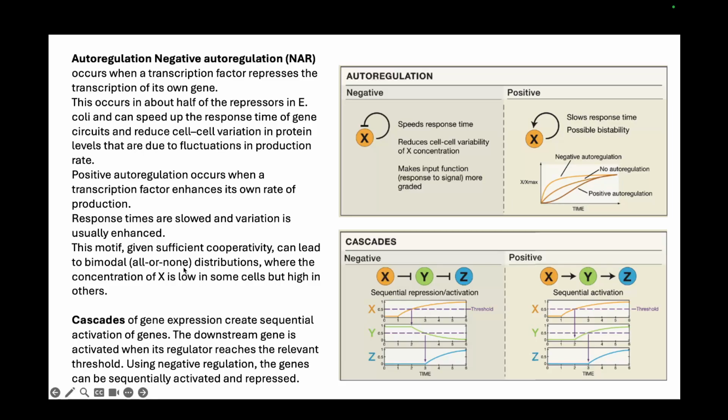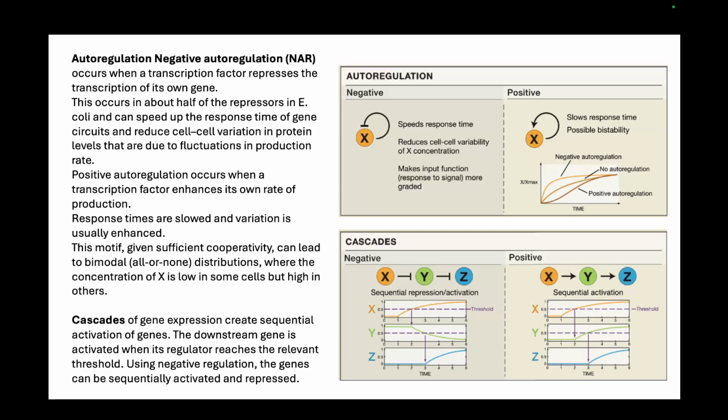The motif, given sufficient cooperativity, can lead to bimodal distributions, basically bistability, where the concentration of X is low in some cells but high in other cells. So there will be two steady states. In one steady state X will be lower, and in the other steady state X will be higher. So it will be a bistable system, possible bistability, right? This is possible.